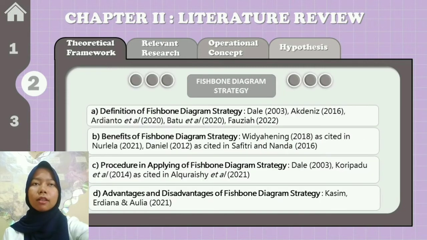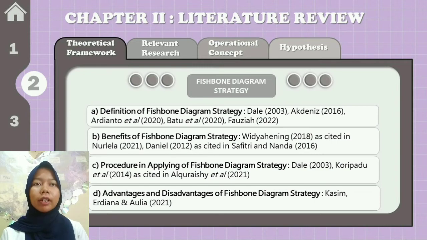Okay, next about Fishbone diagram strategy. In this Fishbone diagram, there are 4 items. The first, definition of Fishbone diagram strategy, benefits of Fishbone diagram strategy, procedure in applying a Fishbone diagram strategy, and then advantages and disadvantages of Fishbone diagram strategy.